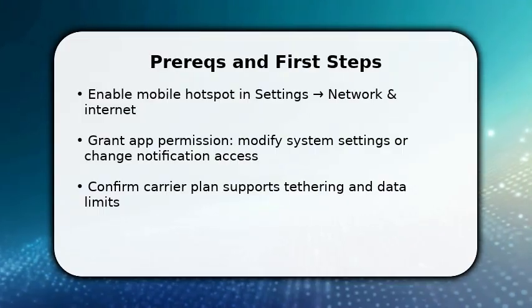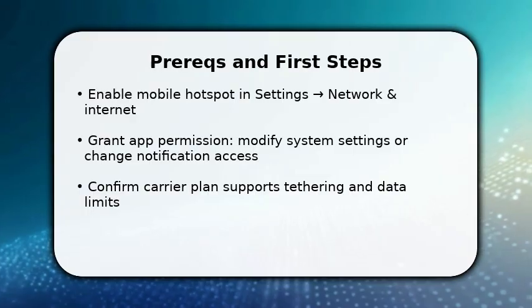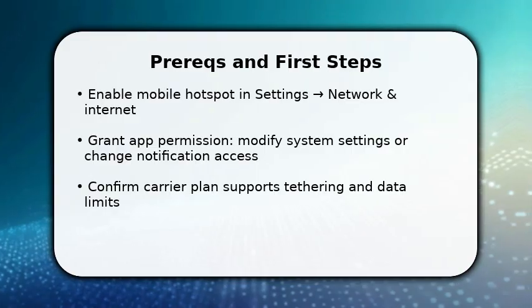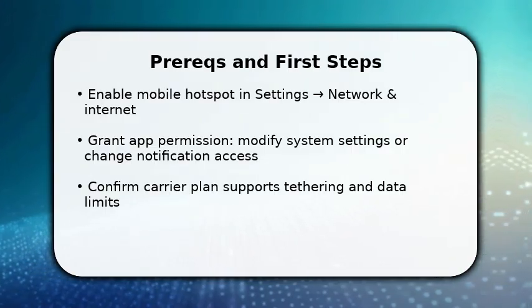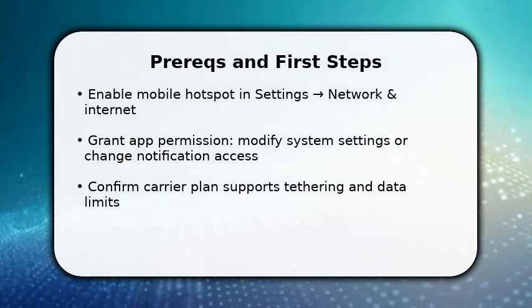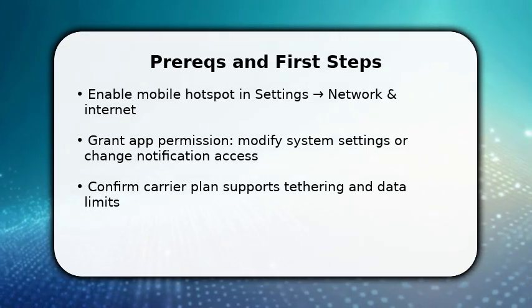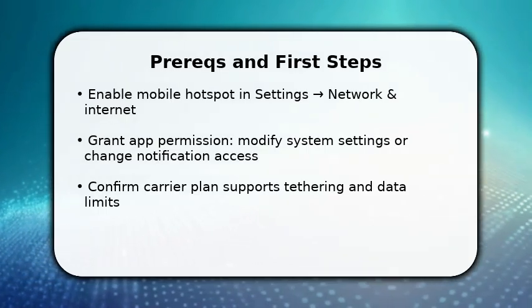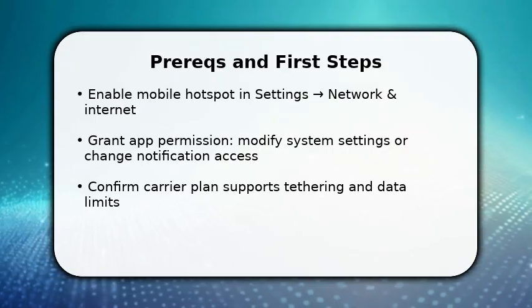You start by confirming prerequisites. Hotspot turned on and the app has permission to modify system UI. Open settings and enable mobile hotspot. Once done, grant the app change system settings or notification access so it can add an icon. Make sure your carrier plan allows tethering and note any data limits because the icon reflects active sharing.